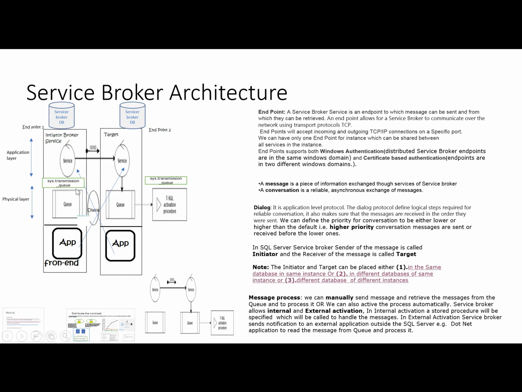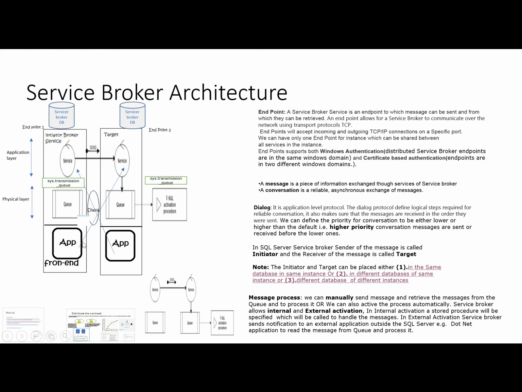Whenever the message is sent, it will be stored temporarily in the queue until it is processed. So when the initiator service sends the messages, they will be stored in the target queue. Then the target queue will work asynchronously. It will dequeue the message, and then it will process the message, and then respond back to the initiator service.